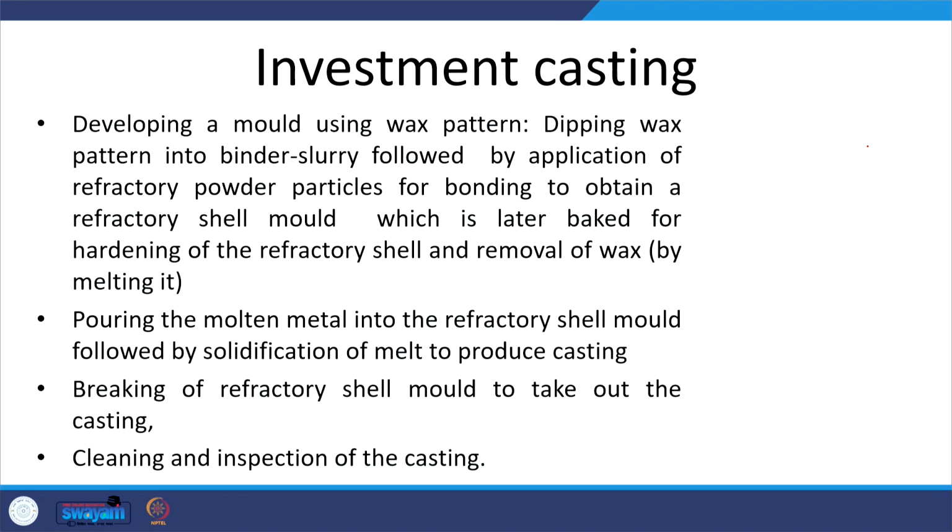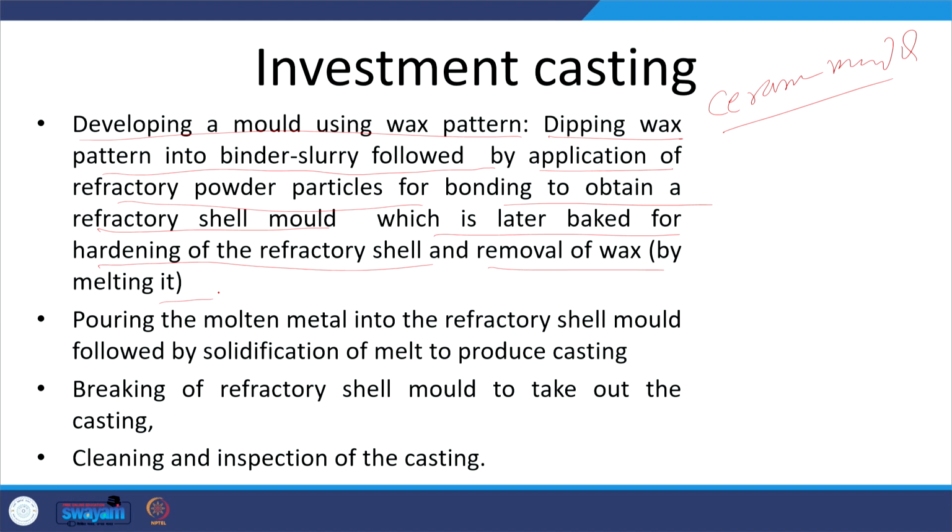Once the pattern is ready, the next job is to make the ceramic mold. Developing the mold using the wax pattern is the next step: dipping the wax pattern into the binder slurry, followed by application of refractory powder particles for bonding to obtain the refractory shell, which is later baked for hardening of the refractory shell and the removal of the wax.